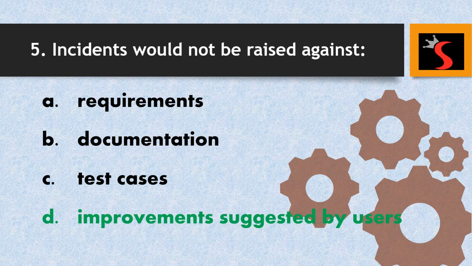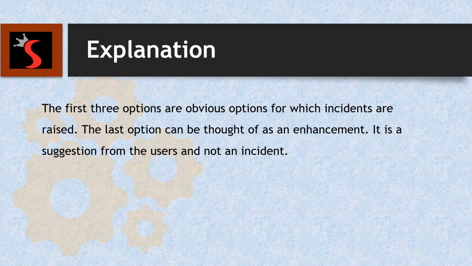And the right option is option D. Improvements suggested by users. Explanation: The first three options are obvious options for which incidents are raised. The last option can be thought of as an enhancement, and it is a suggestion from the users and not an incident.